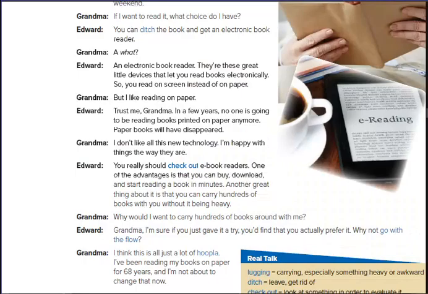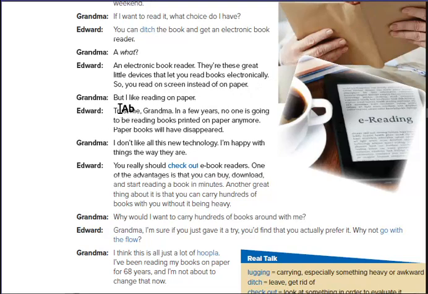So ditch that book and get an electronic book reader. She says what? An electronic book reader. There are these great little devices. Devices means gadgets, little means small. So little devices that let you read books electronically, meaning you read on screen instead of paper.